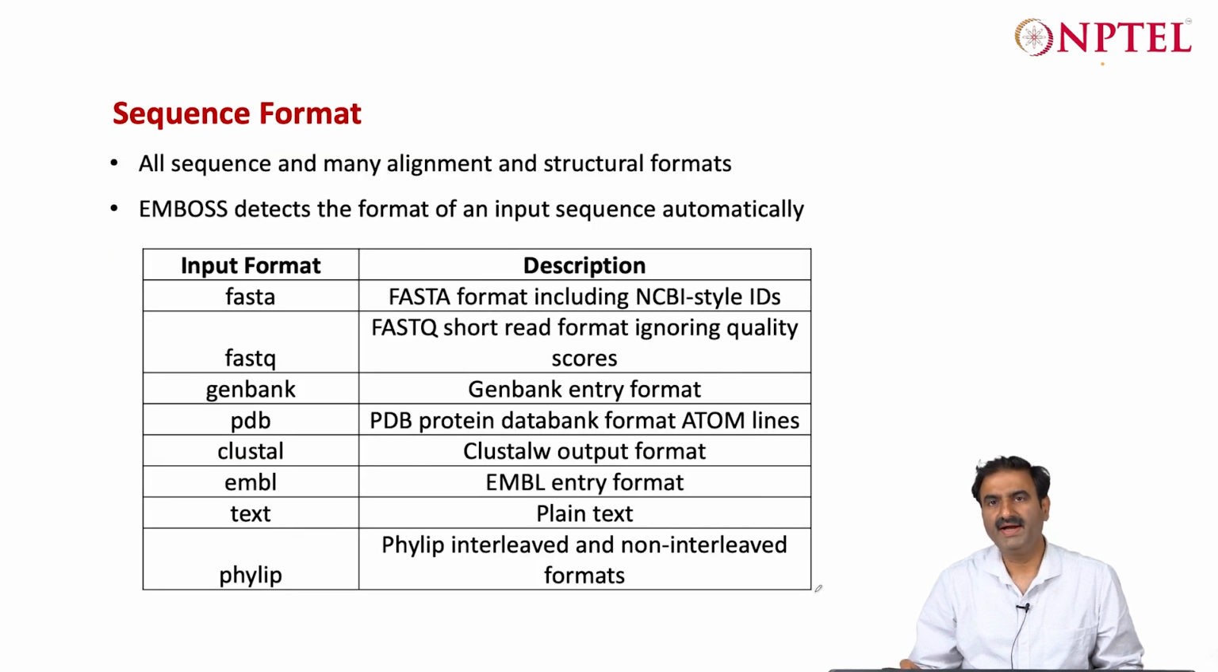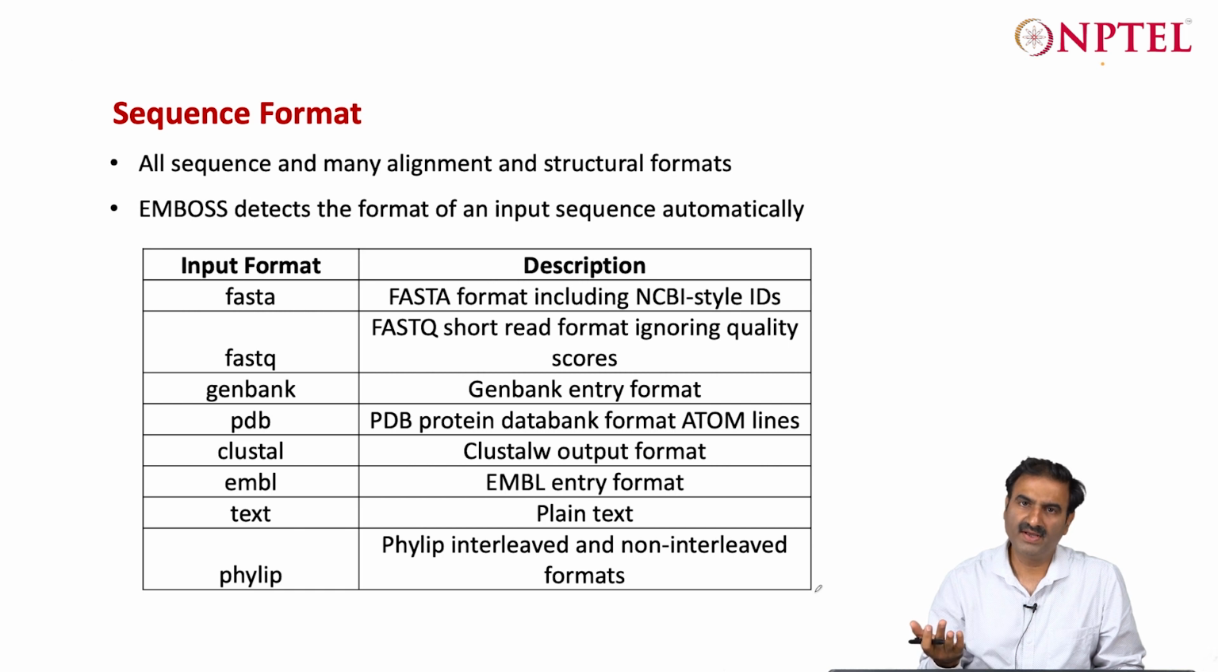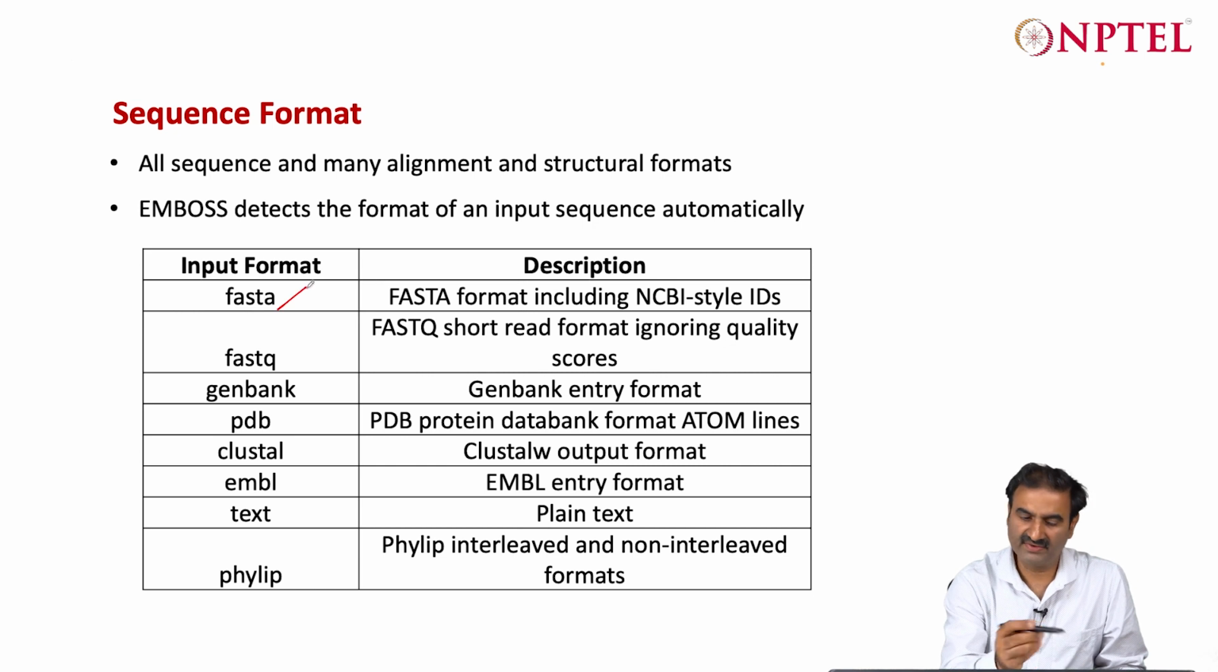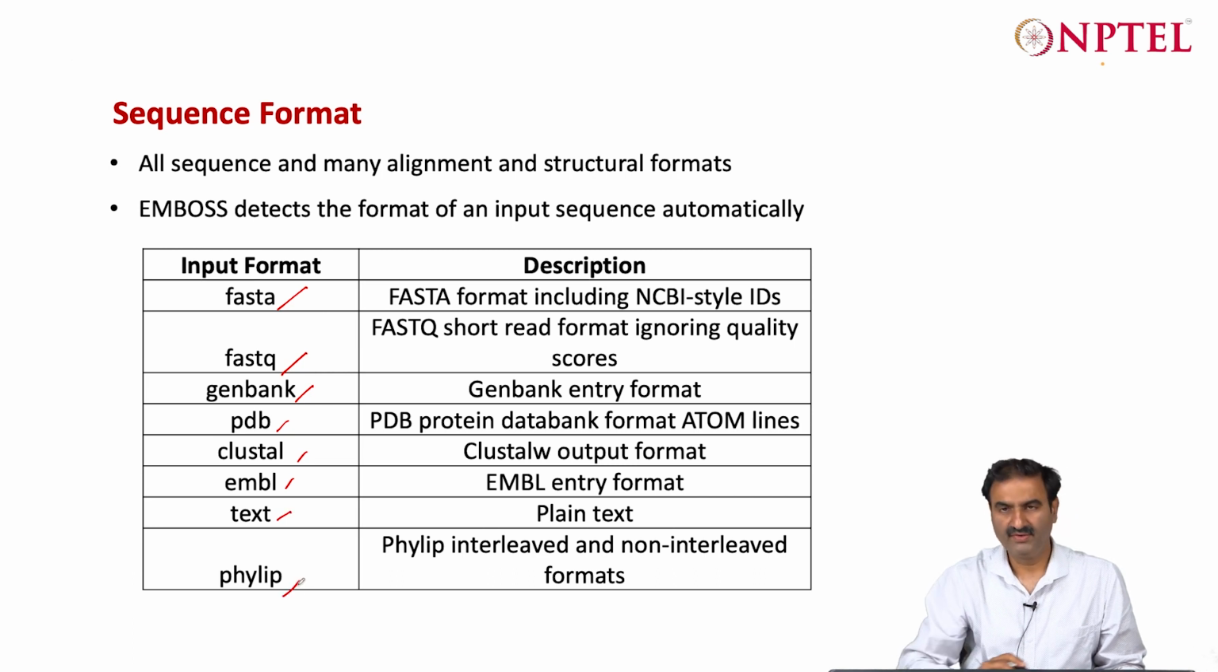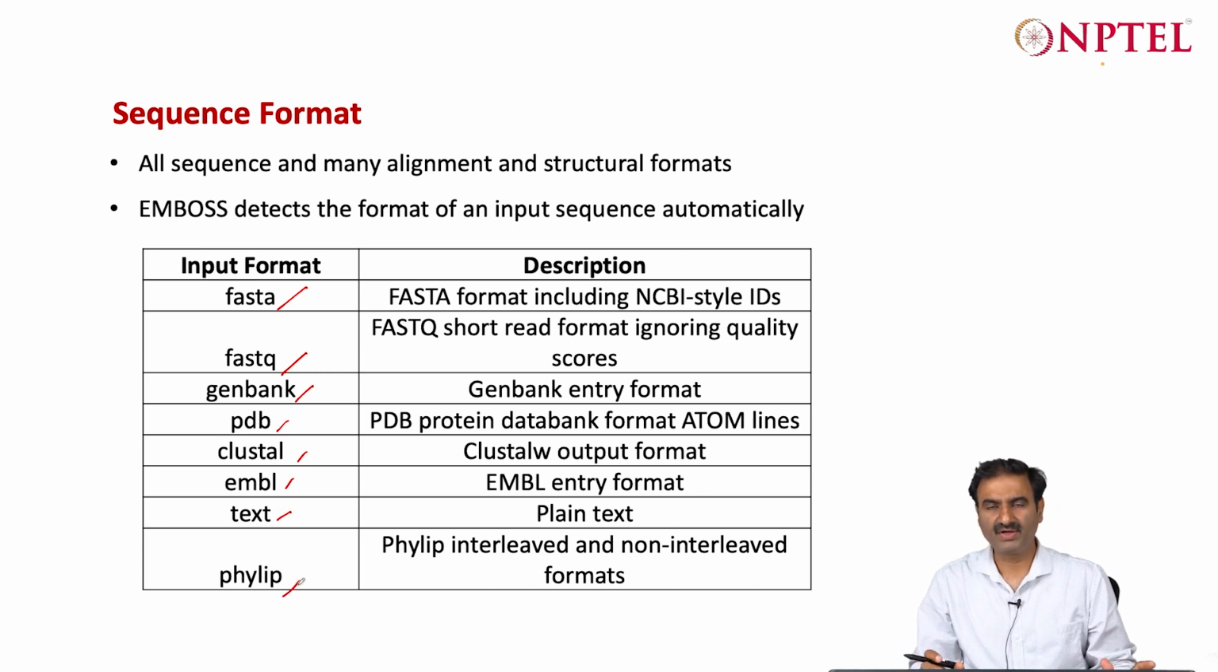Now, what kind of sequences can you enter or can it accept? Generally all the widely used formats like FASTA, which we saw in the last class, FASTQ, the typical Illumina format with sequence quality scores, GenBank format, PDB, Clustal, EMBOSS, plain text format also, and PHYLIP. These are the standard outputs of various programs or commonly used in genomics, and all these formats are accepted by EMBOSS.